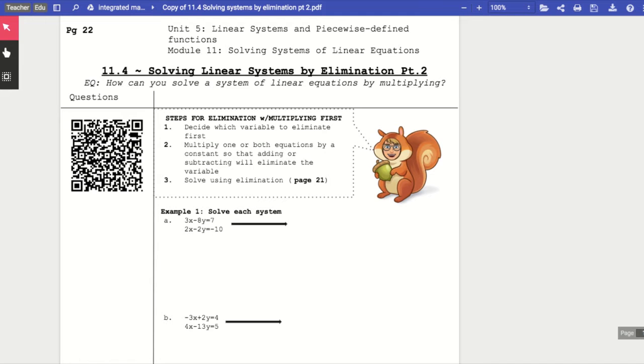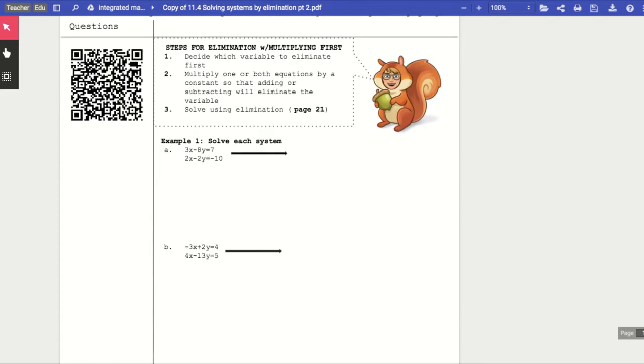And so the additional step is that we need to decide what variable we want to eliminate, but then we have to multiply by a constant so that when we add or subtract, it will cancel. And then we'll solve using elimination, which is what we did on page 21. So we're going to go ahead and jump into this example.